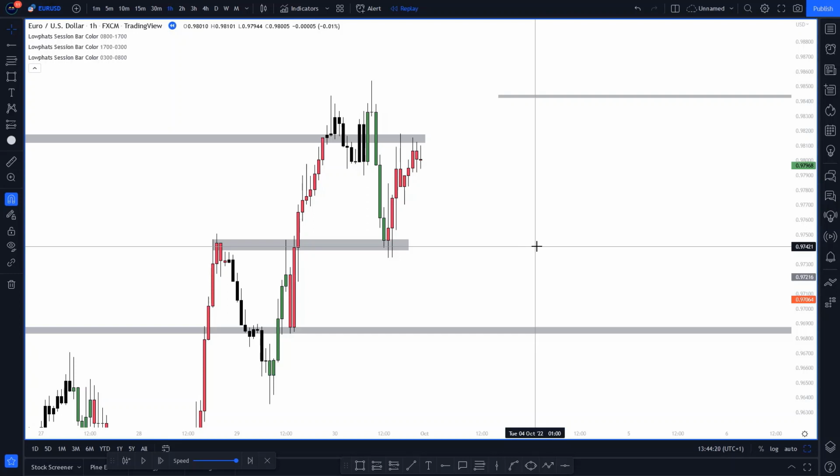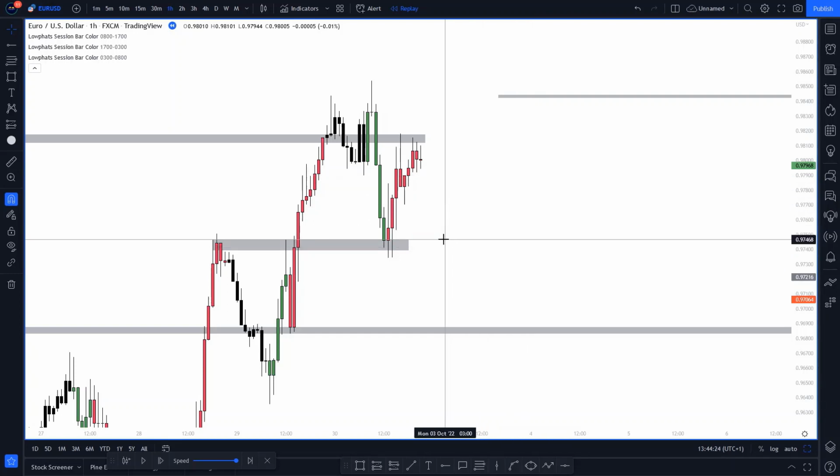But this is pretty much just what zones each session you need to be drawing on the lower time frame. So you'll have your higher time frame bias, you'll then go over to your lower time frame zones and you'll look for rejections at these points.